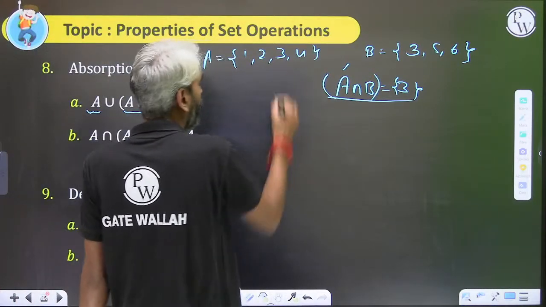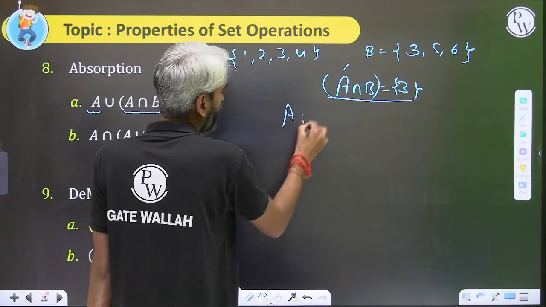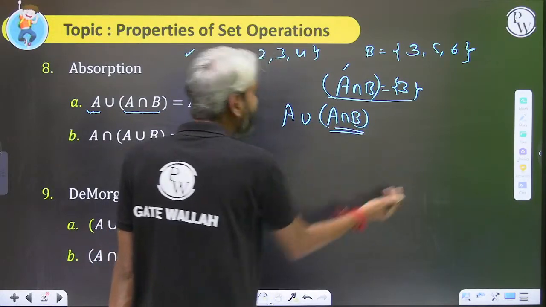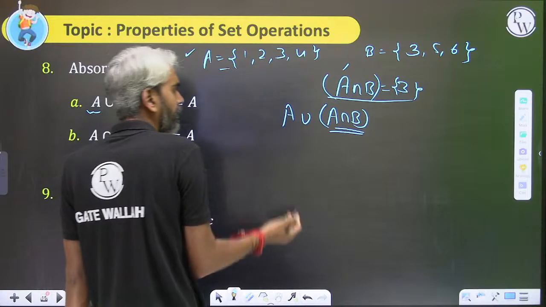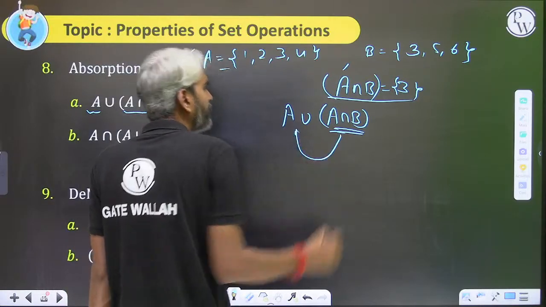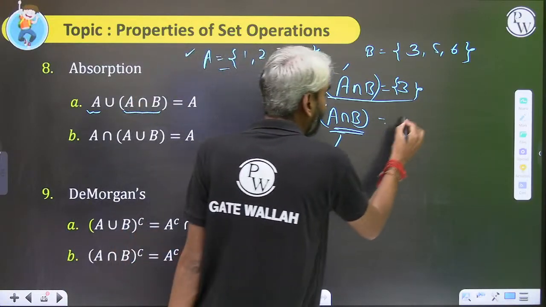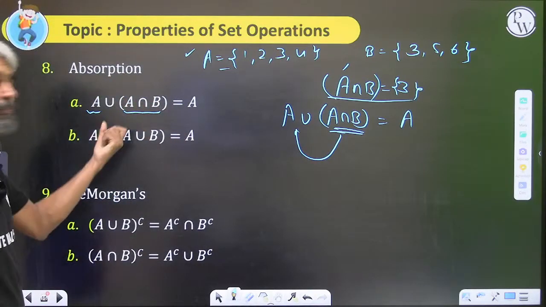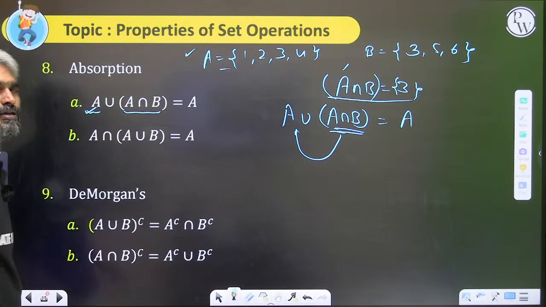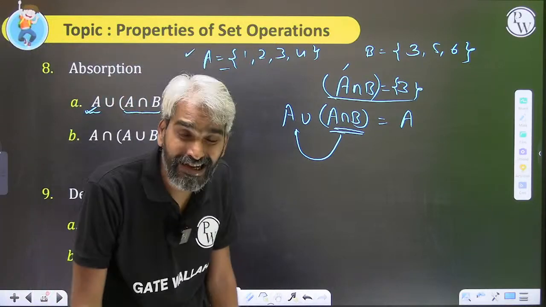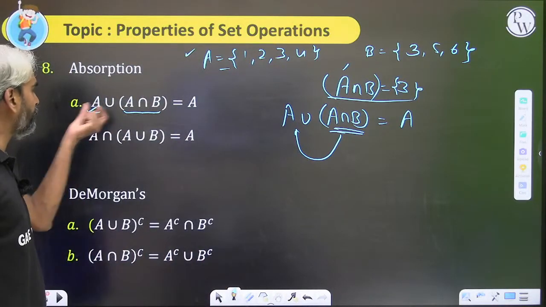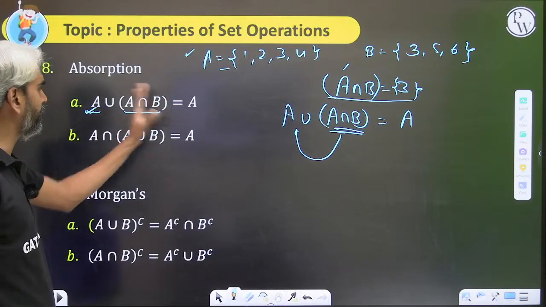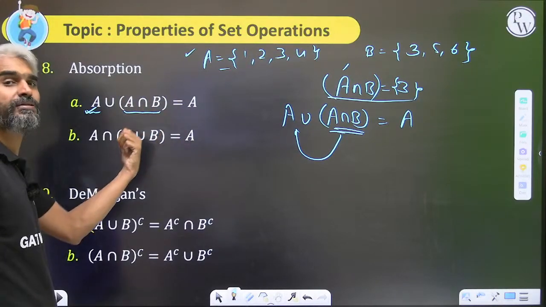So if you perform the union of A with this A intersection B, then you are not going to get any extra element, because all the elements of A intersection B are already present in set A. So union is not going to add any extra element. That means A intersection B will be absorbed in set A, because A intersection B does not contain any extra element apart from the elements of set A. So no element will be present in A intersection B such that it is not present in set A.